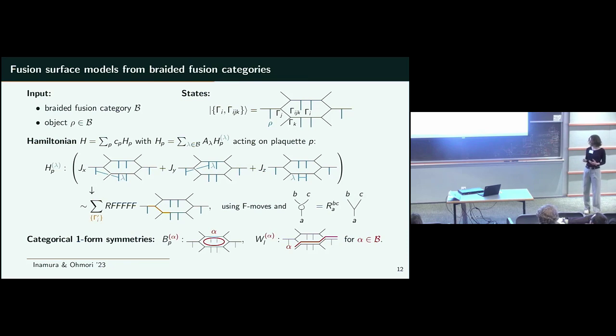By design, this model has categorical one-form symmetries labeled by objects in the input braided fusion category. And these show up as mutually commuting plaquette operators, as well as string operators acting on incontractible loops.